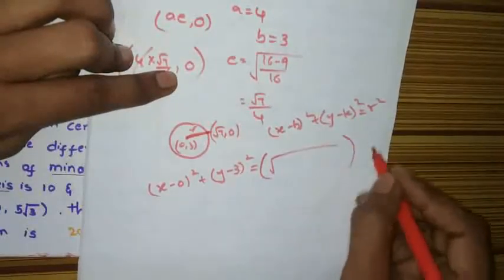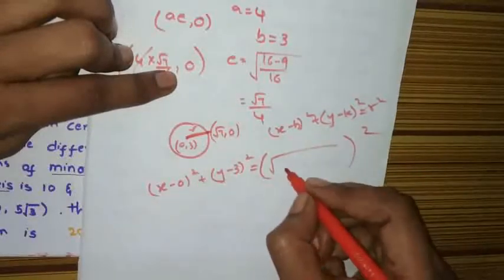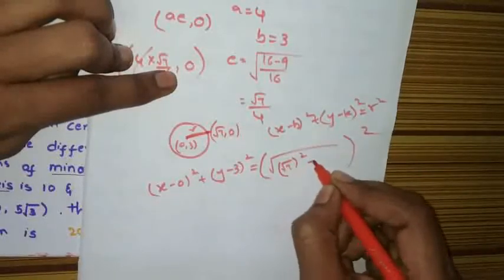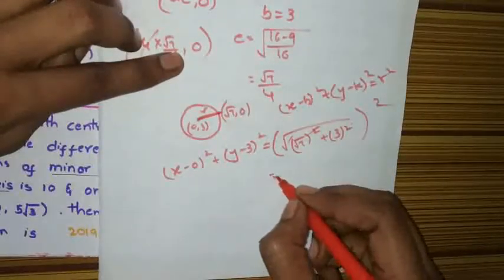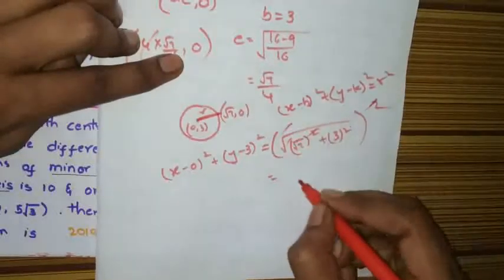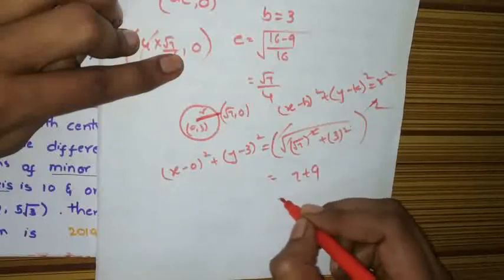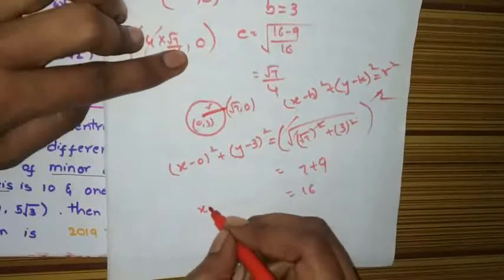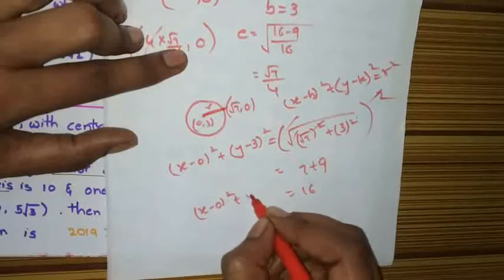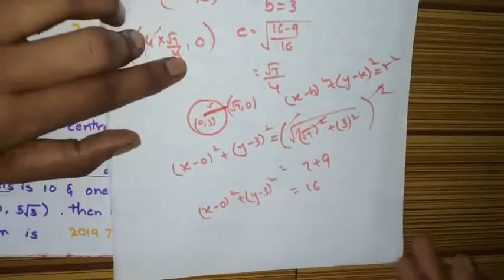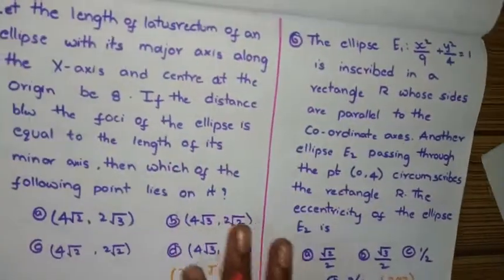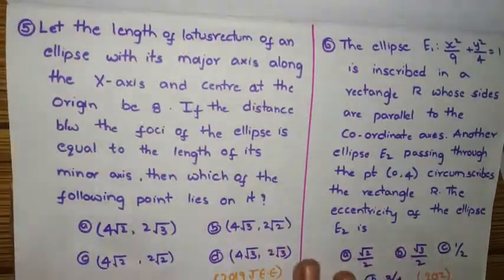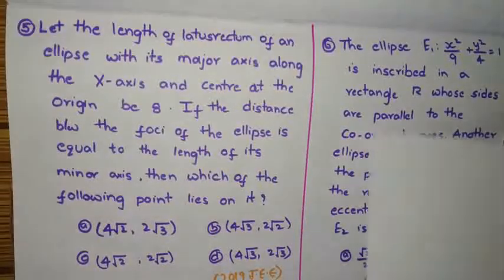Square root of (root 7) whole square plus 3 whole square. That's it. You will get 7 plus 9, 16. (x minus 0) whole square plus (y minus 3) whole square is equal to 16. That's it, the fourth question is completed. Now see this fifth question, very lengthy but it is very easy.